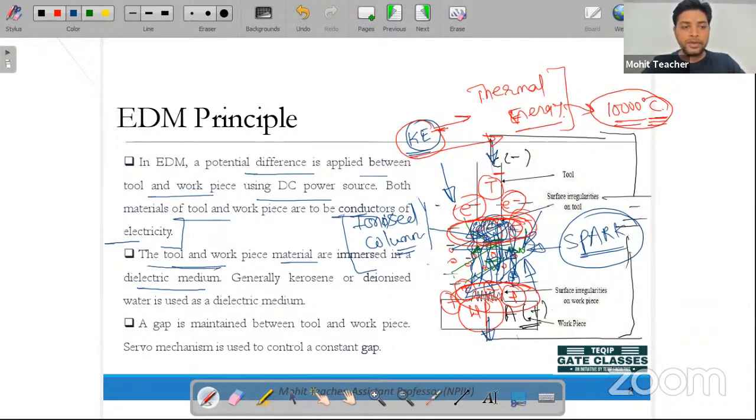Generally, the dielectric medium that we use is kerosene or deionized water. Okay, see, in ECM we were not using these things, because ions are not formed from them, right.